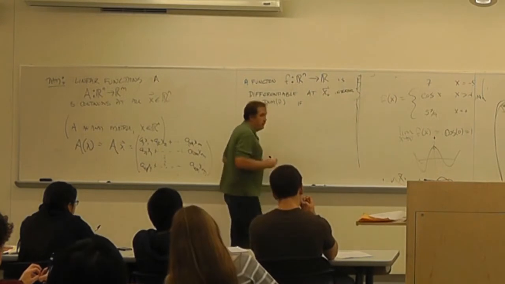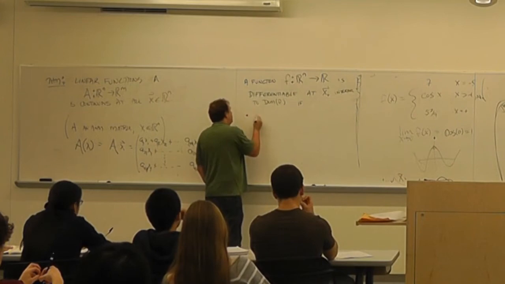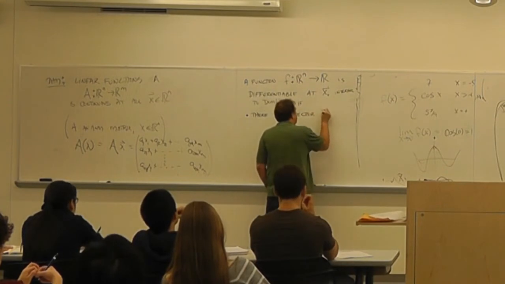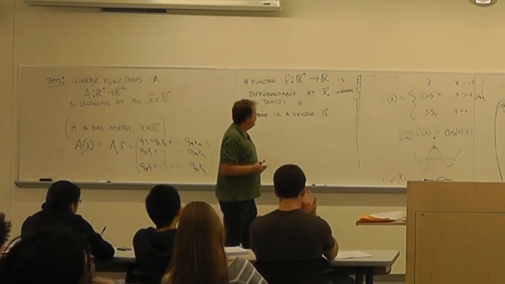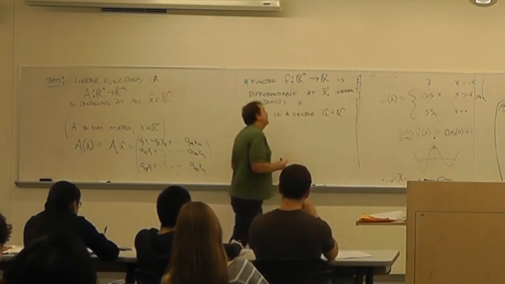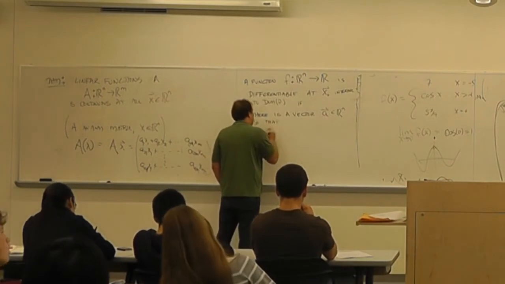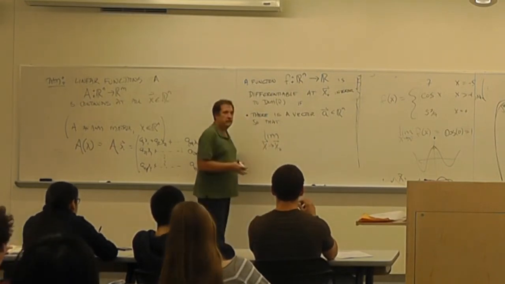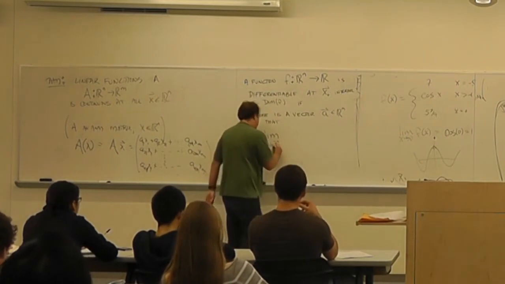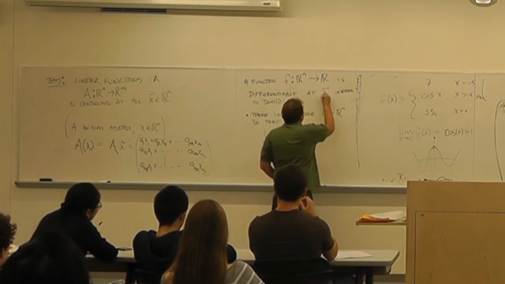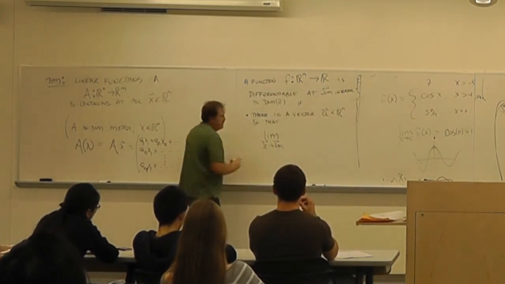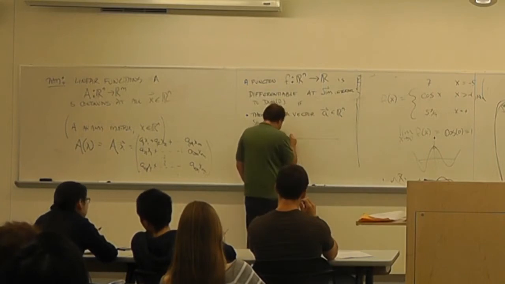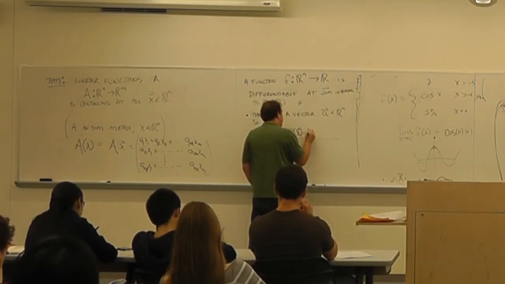If the following limit, so there is a vector A, so A is also in Rn, so that the limit as x goes to x naught, or should it be Jim? Maybe it should be Jim. Now I understand. So the limit as x goes to Jim of f of x minus f of Jim.